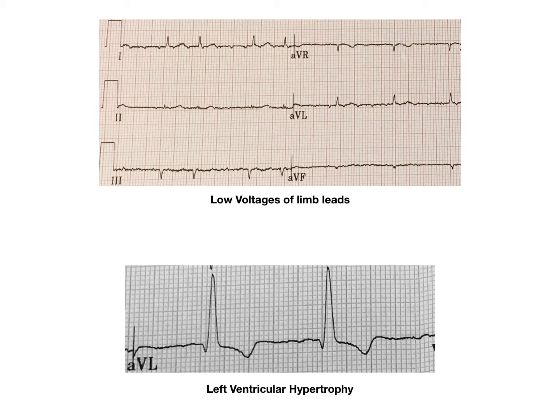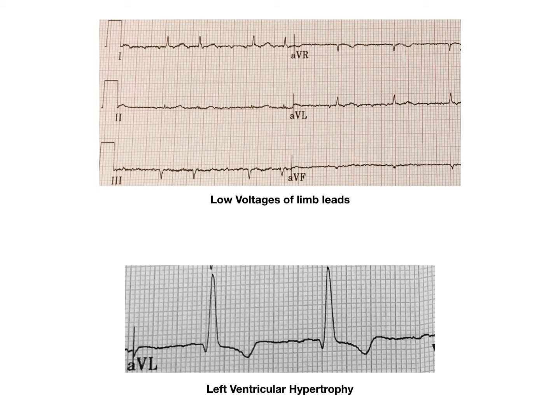So these two examples, I brought them here just to illustrate the importance of understanding the amplitude of a wave when we're diagnosing low voltages or hypertrophy. In the top panel we can see that the QRS voltages are small in the limb leads. So this is suggestive of low voltages. Low voltages has a broad differential diagnosis that goes from pericardial effusion to infiltrative diseases.